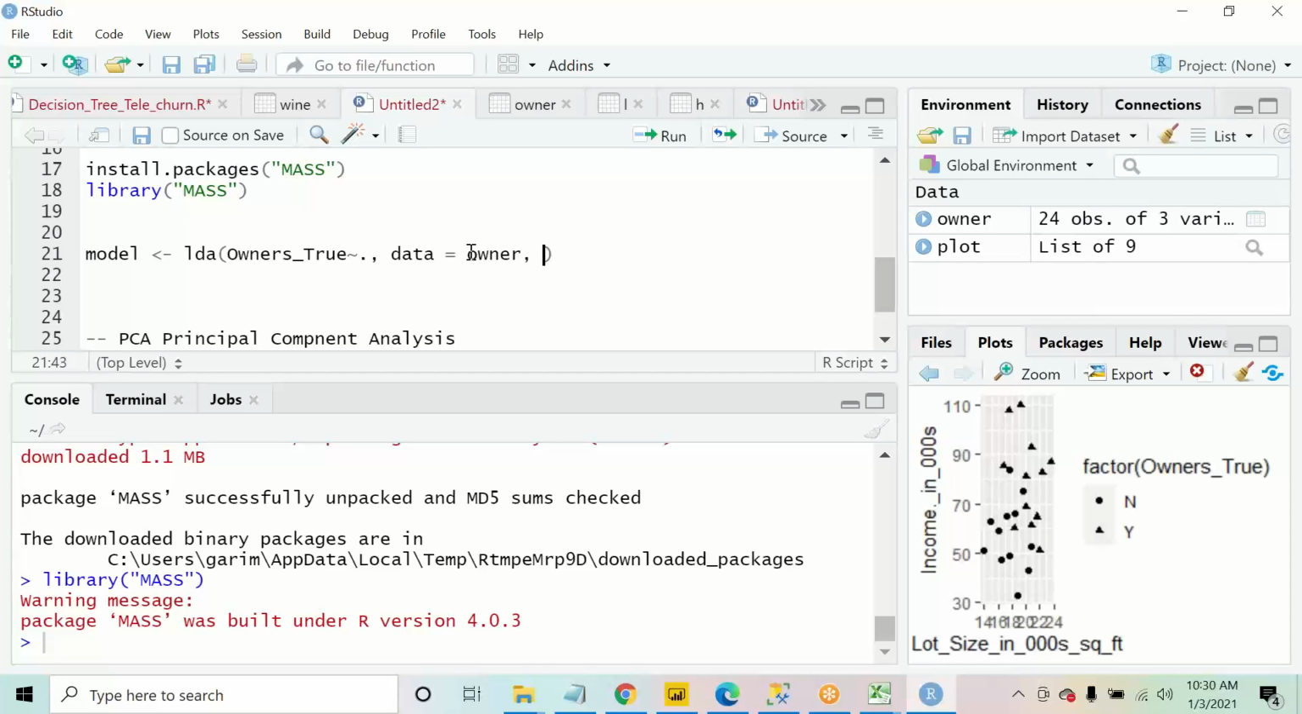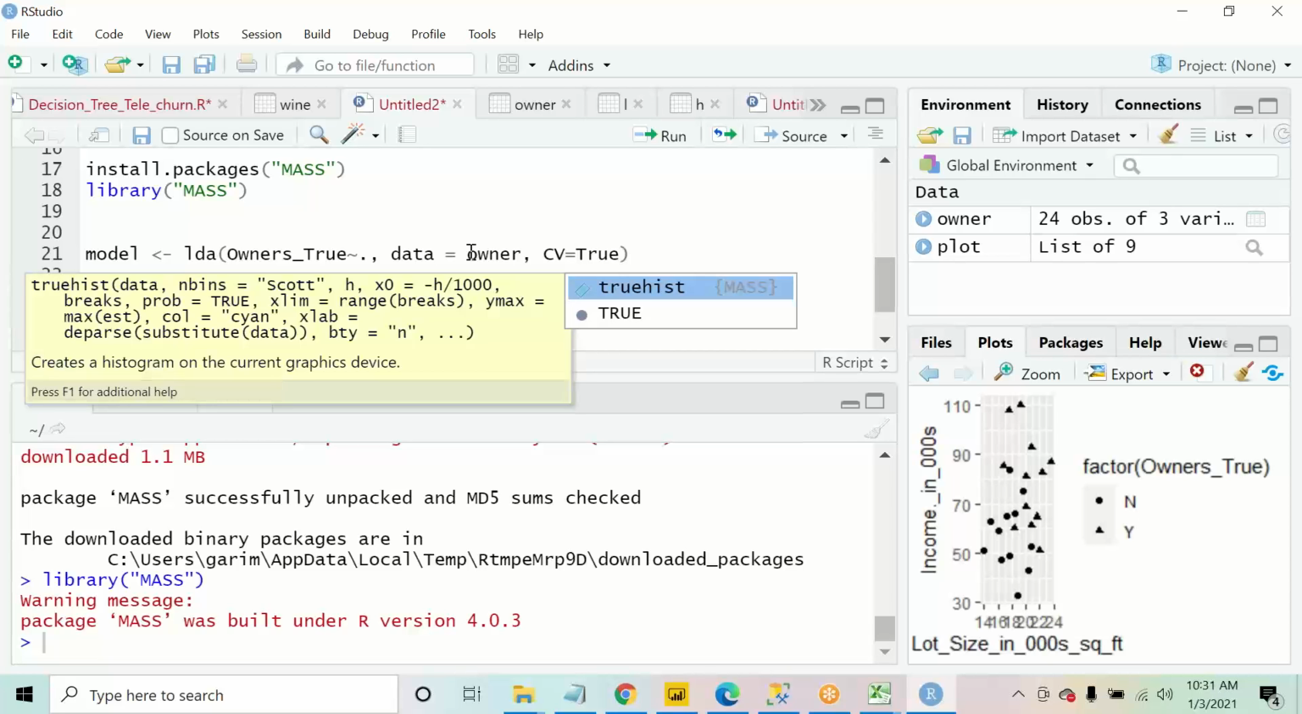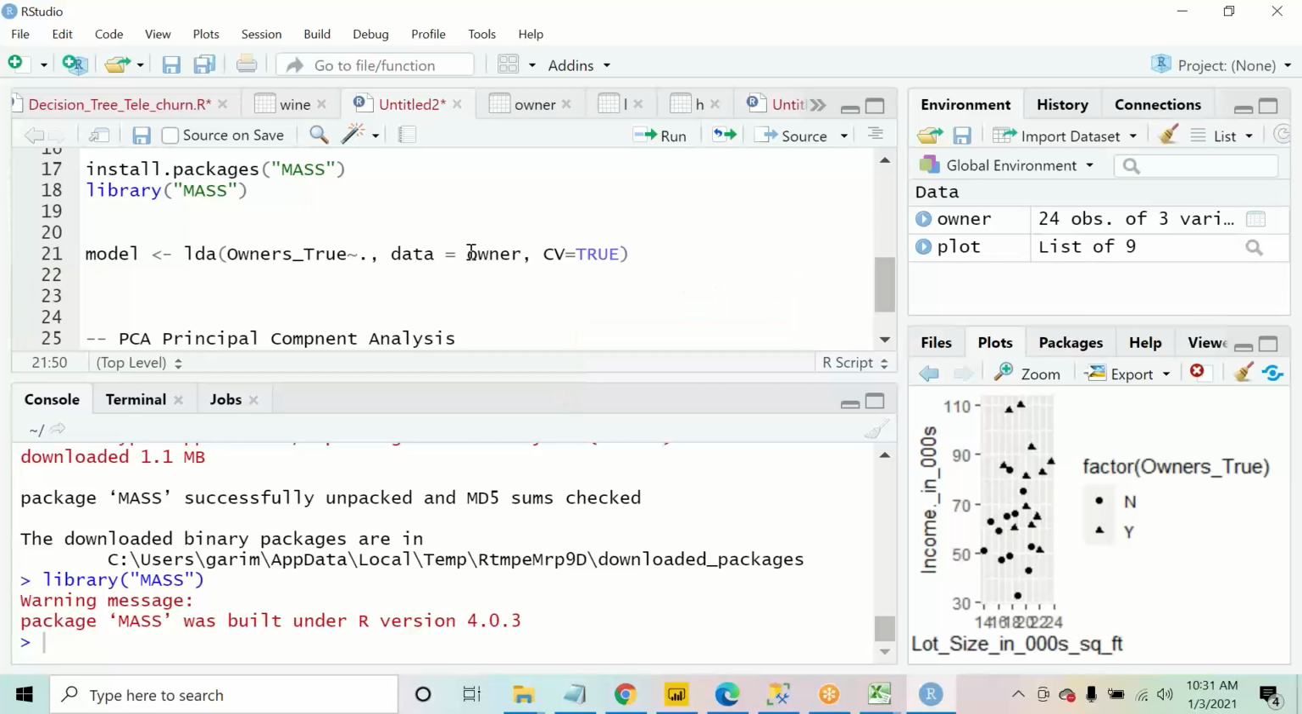Now, since we are using a jackknife approach, what I will do is specify cross validation equals true. So you will have to specify CV equals true in order to tell that the model we are creating right now is a jackknife approach, where you will be predicting each row by using the rest of the rows.